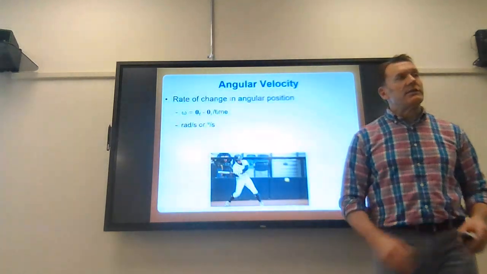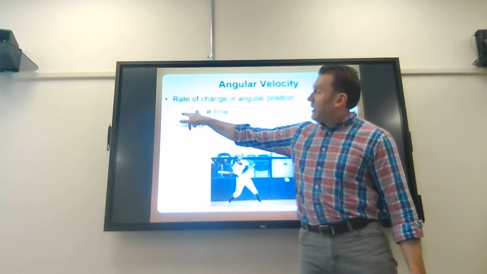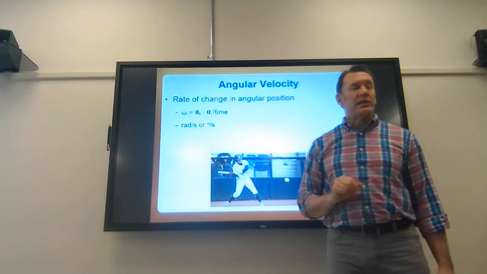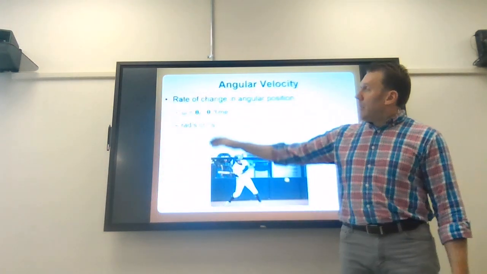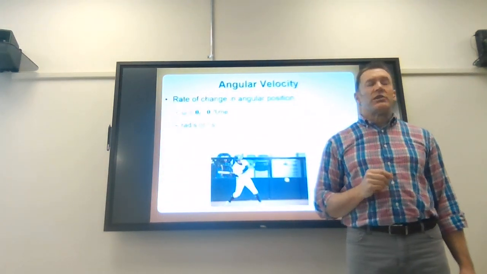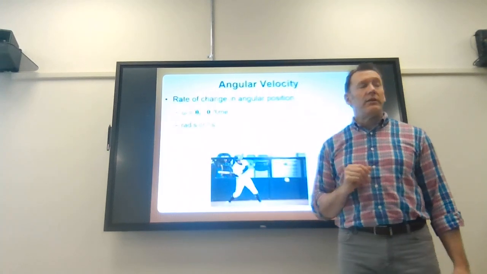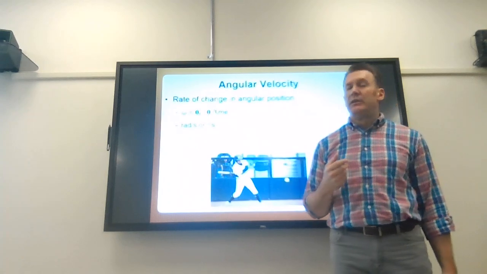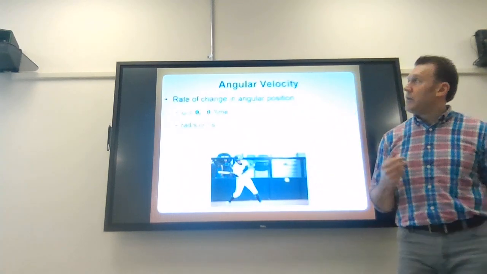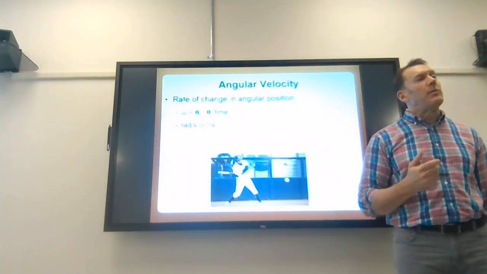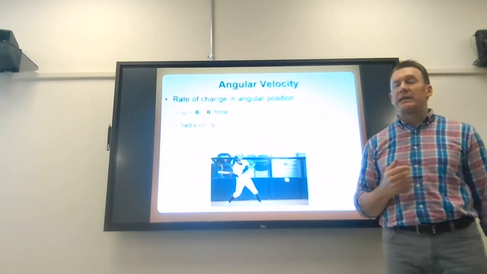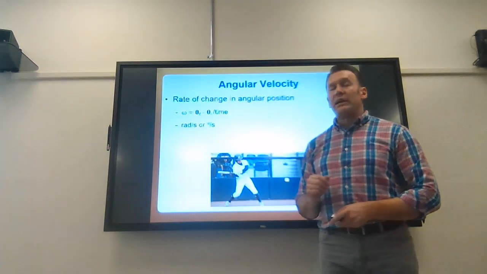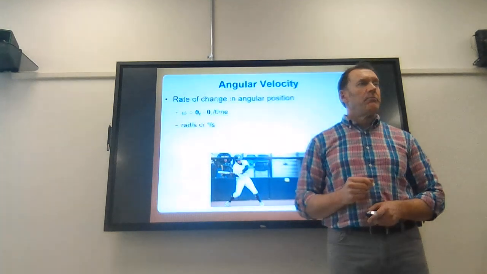Angular velocity is denoted with the omega sign here, and then you're taking the final angular position, so that's theta, minus the initial angular position, divided by the change in time. So very similar to linear velocity, just from an angular perspective, an object or body that is rotating about an axis. It's expressed in radians per second or degrees per second.